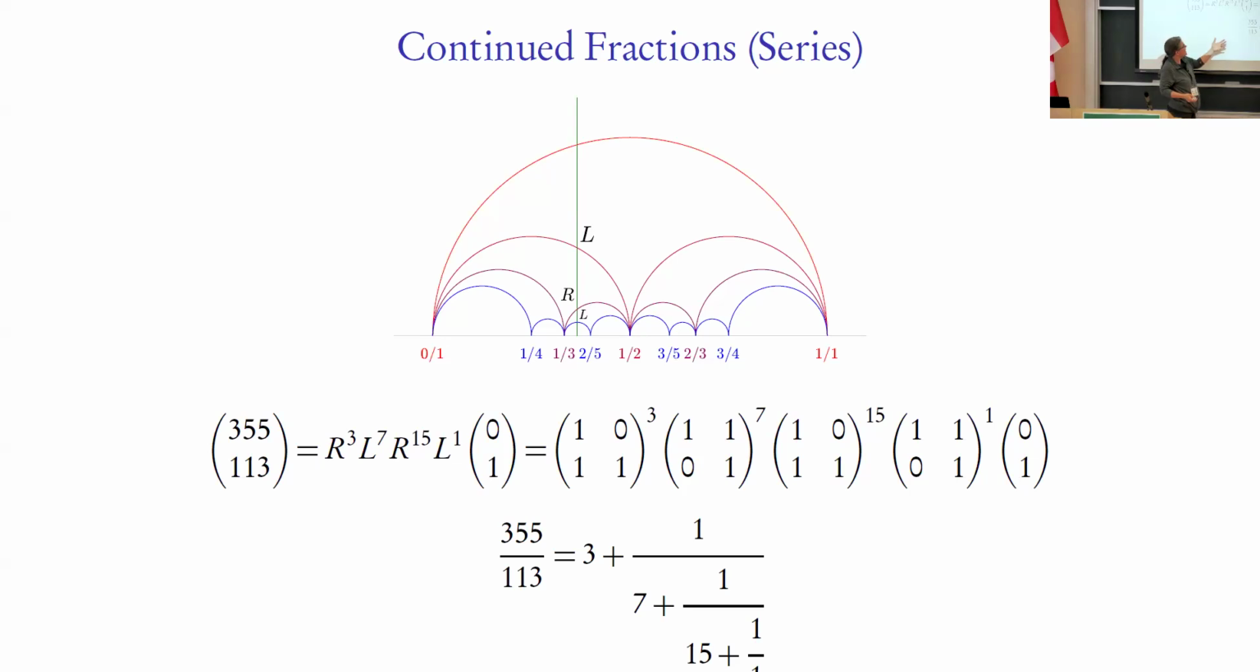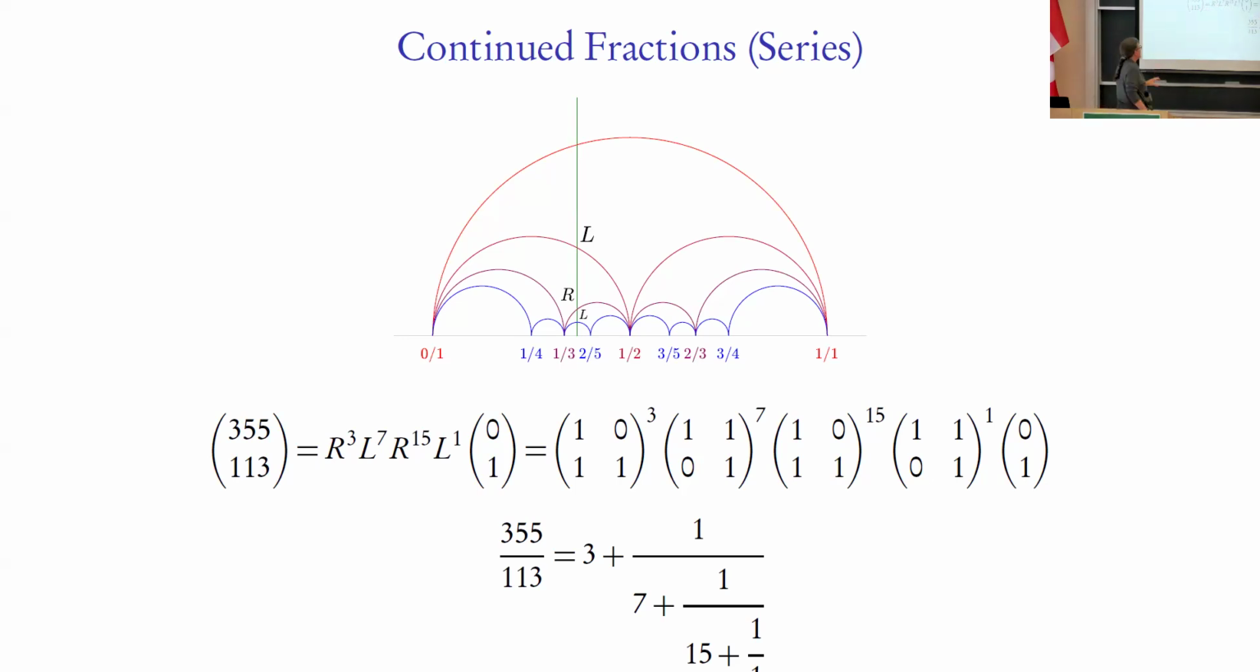And you can formalize this. When you do this path, you're generating a word in R and L. And if you use these matrices as your R and L matrices, then this formalism right here is exactly the same formalism that you're used to for continued fractions. So these coefficients of the continued fraction are appearing as the exponents now.